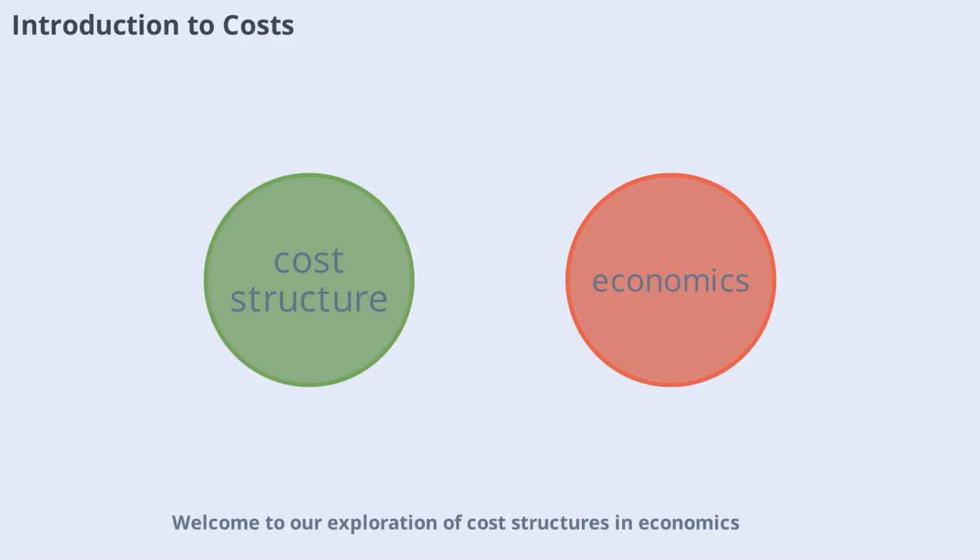Welcome to our exploration of cost structures in economics. Understanding costs is essential for any business or individual interested in how resources are allocated and profits are maximized. In this video, we'll break down the different types of costs you might encounter, including fixed costs, variable costs, total costs, average costs, and marginal costs. We'll also visualize these concepts with cost curves, making the relationships clear and intuitive.